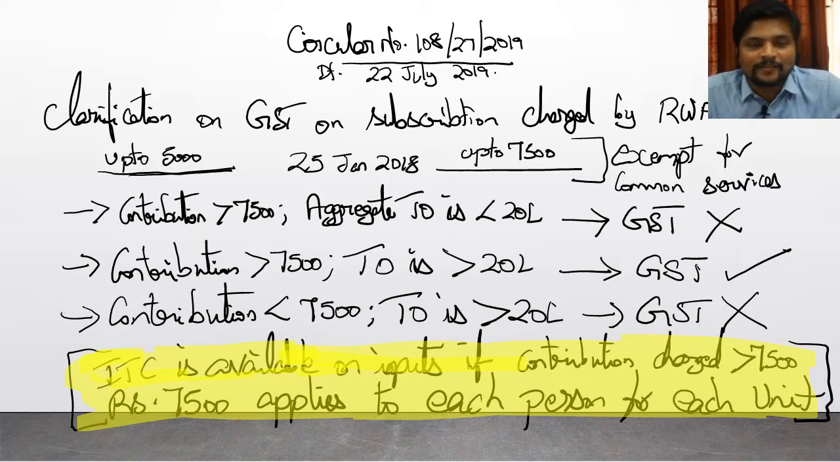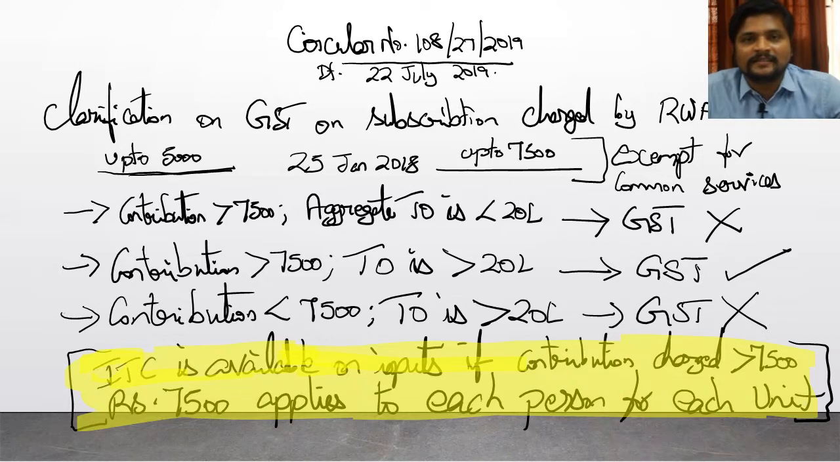If your monthly subscription is up to 5,000 rupees, then there is no GST applicable on that. The residential welfare association is not supposed to collect or charge any GST up to 5,000 rupees. The moment it crosses 5,000 rupees, GST becomes applicable and the association has to charge GST. But 5,000 rupees has become 7,500 rupees with effect from 25th January 2018. That is the first condition.